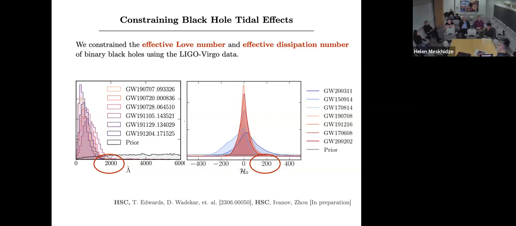We are doing a future forecast. We're doing work which involves future forecasting with the Einstein Telescope, LISA, and all these future third-generation detectors to see how well we can do. I see.